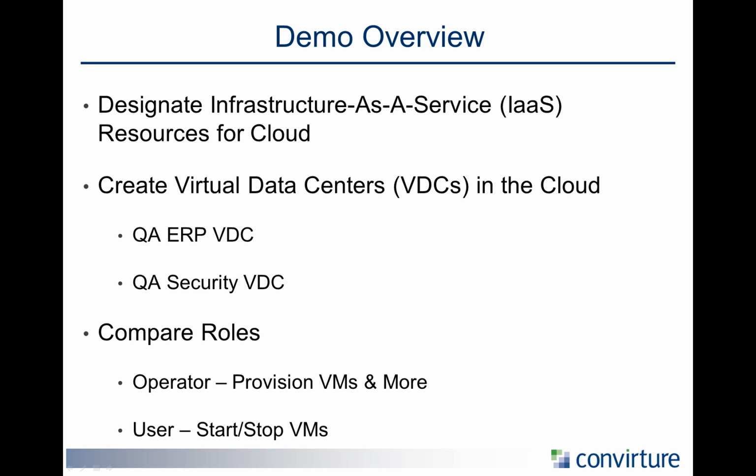One team is focused on ERP apps and the other on security. We will address the problem by creating one cloud that encompasses all the resources of the entire QA organization, then create virtual data centers for each team, one for the ERP team and one for the security team. We will use the two virtual data centers to show resource isolation between virtual data centers and role-based differences. But enough talking, let's see how it's done.